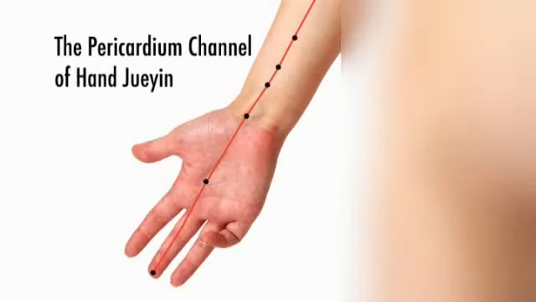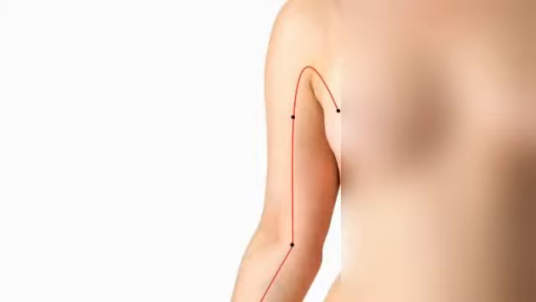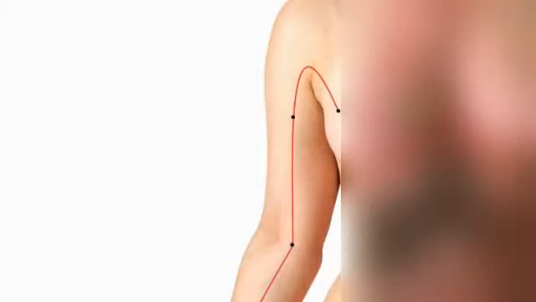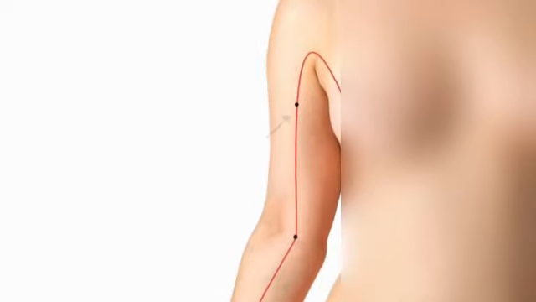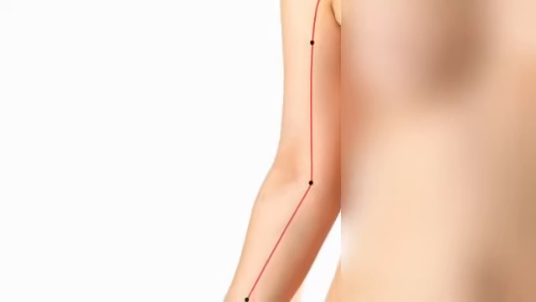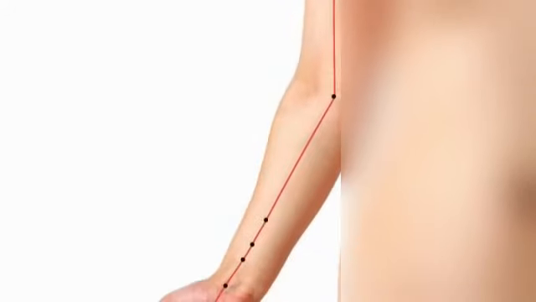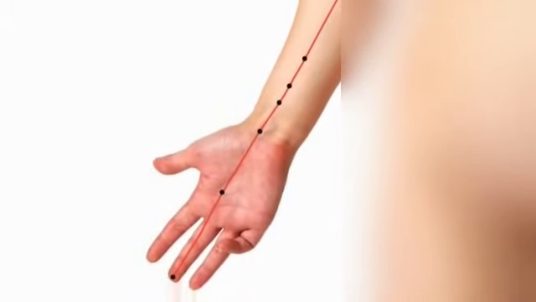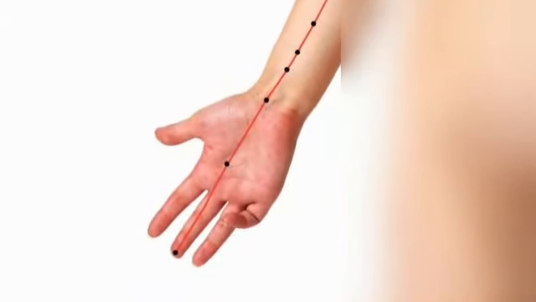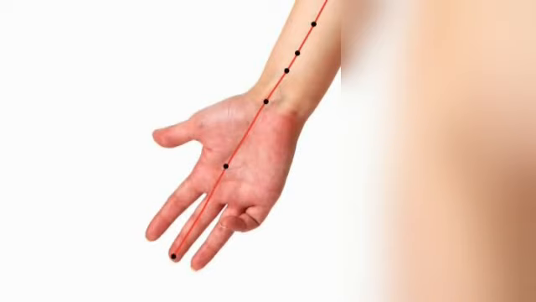The pericardium channel of hand Jue Yin originates in the centre of the chest and connects with the pericardium. It moves laterally and comes to the surface at pericardium 1, 1 sun lateral to the nipple in a male. The channel then descends the upper arm in between the 2 heads of biceps brachii and descends the forearm in between the tendons of palmaris longus and flexor carpi radialis, passing through the wrist at pericardium 7. The channel passes through pericardium 8 on the palm and terminates at the tip of the middle finger at pericardium 9.